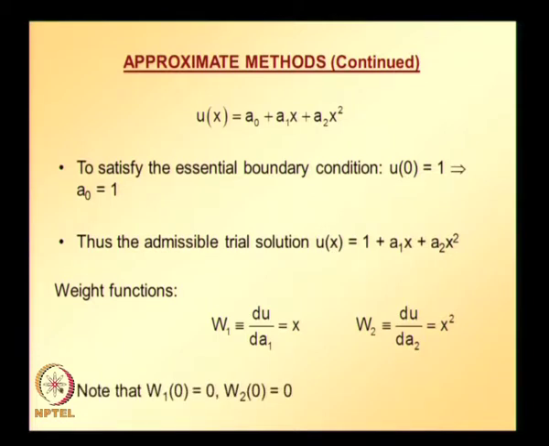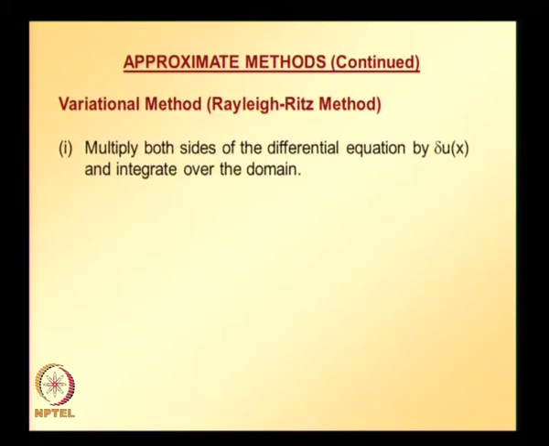Okay. So, let me briefly review the important points associated with the variational method or Rayleigh-Ritz method. In this method the steps involved are like this: multiply both sides of the differential equation, whether it is one dimensional or two dimensional, with the variation of u. If it is a one dimensional problem, u is going to be a function of x alone, whereas if it is a two dimensional problem, it is going to be a function of x and y.